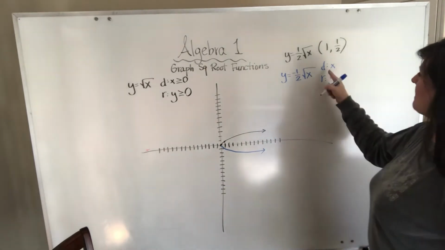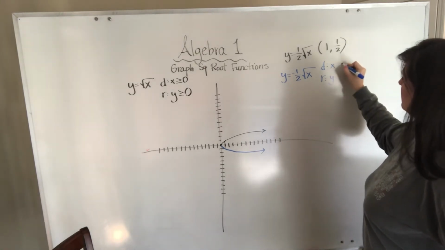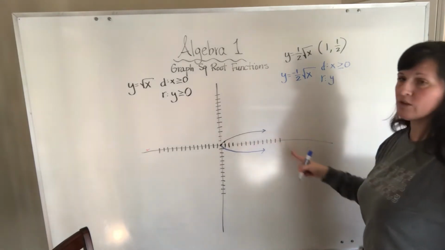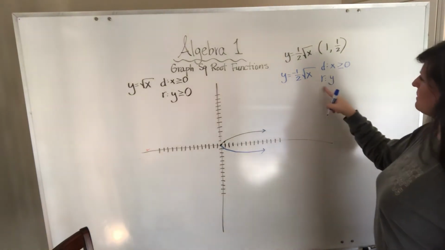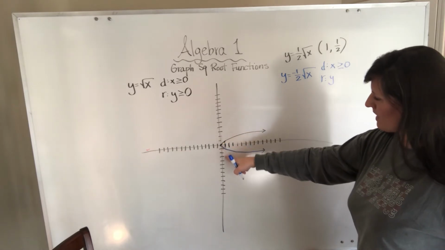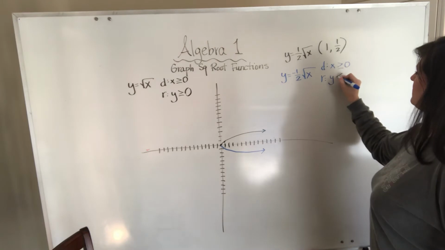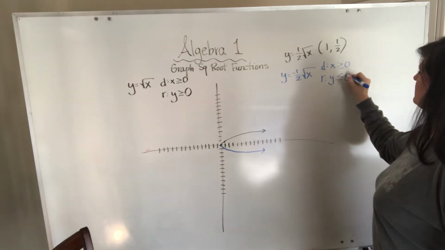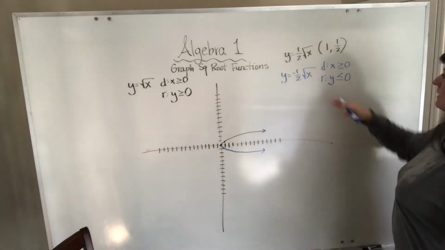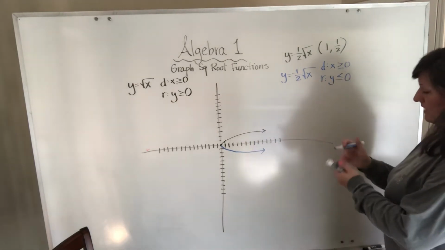All right, what's my domain? Again, x is still greater than or equal to 0. Okay, all my x values are still positive. But what happened to my range? Okay, now my range, all my y values are down here. So my range in this case is y is less than or equal to 0. Okay, so parent function, identify the domain and range.